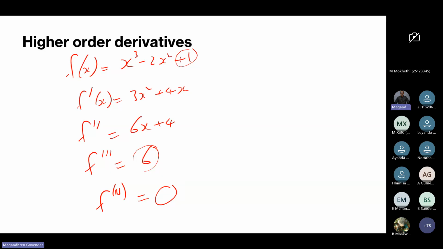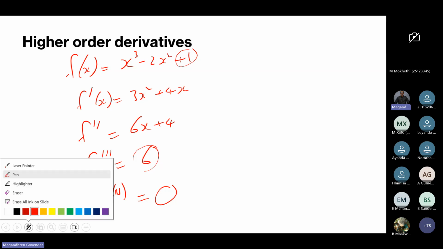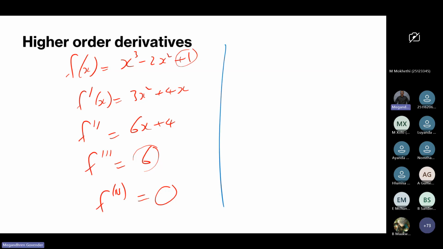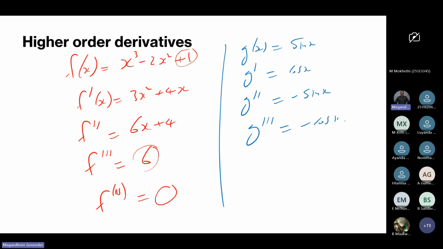Because it's a polynomial. But if you take a function like this, say g of x is equal to sine x, then the first derivative is cos x. The second derivative is minus sine x. The third derivative is minus cos x. You can see what's happening. It sort of oscillates. The derivative of that becomes sine x. So the fourth derivative is equal to the function itself. You can continue doing this, and you go into a cyclical derivative. So you can differentiate 100 times, and it's not going to be 0.